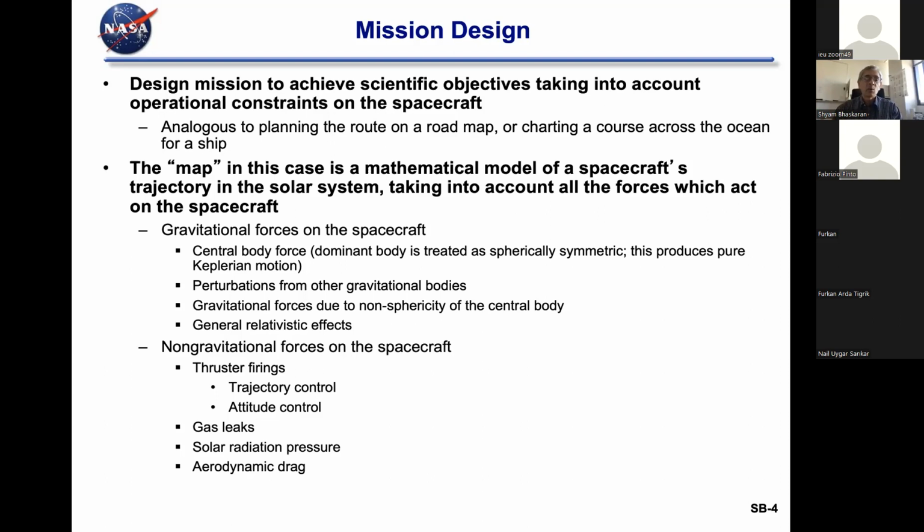And finally, if you're orbiting around a body like the Earth, for example, or Mars, each of these bodies has an atmosphere. So atmospheric drag also affects the spacecraft and will pull on it and change its course. All these forces we take into account, and with all that, we then map out a trajectory that takes all these forces into account, and that's our planned route.